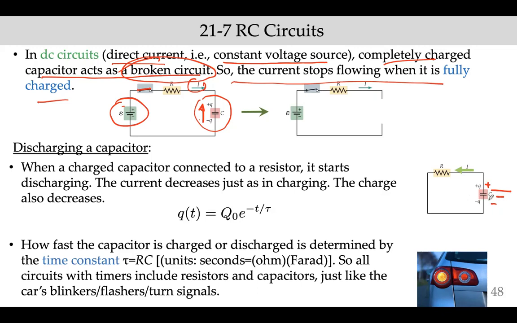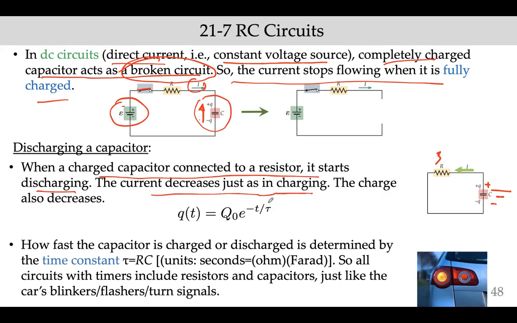So the energy of the capacitor will go into heat or light within this resistor, which will use up that energy and turn some of it to heat or light. When the energy of the capacitor is getting used, the charge on the capacitor goes down. So when a charged capacitor is connected to a resistor, it starts discharging. The current decreases just as in charging.